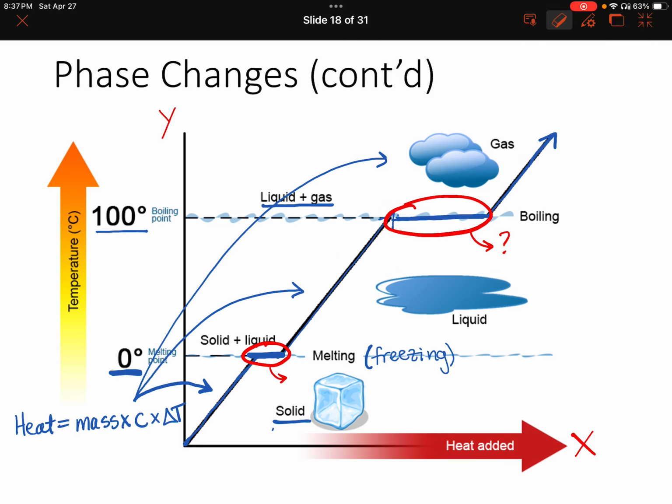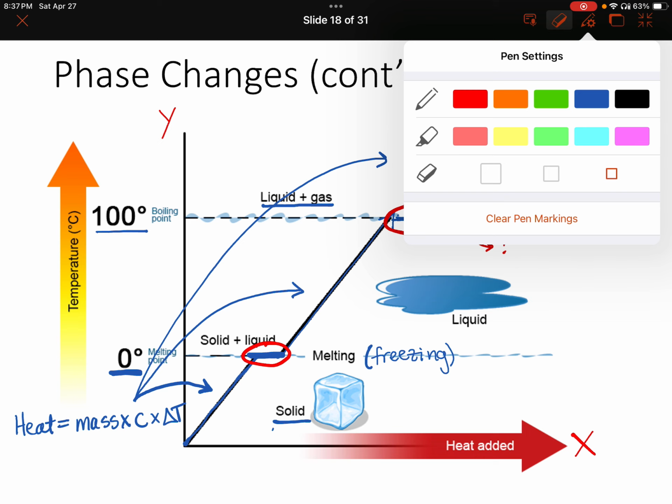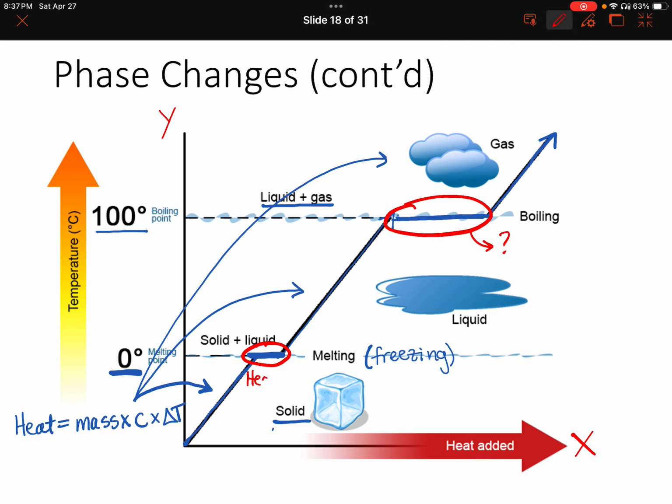So now we know that for the melting point, heat is equal to mass times the heat of fusion. And for our boiling point, heat is equal to mass times the heat of vaporization. And again, those are values you can look up in a table, and I would give those to you on a test.